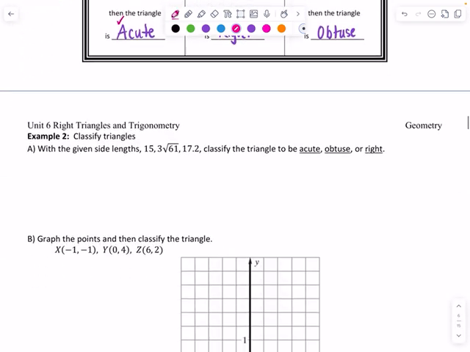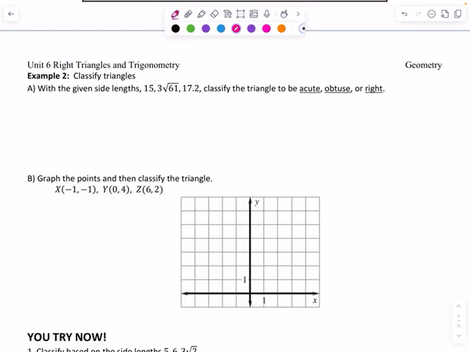Let's see how this works. Let's go to example 2 on the back. And we don't have any triangle drawn. First thing you need to do is verify that it is a triangle. So I'm going to put verify that it is a triangle.